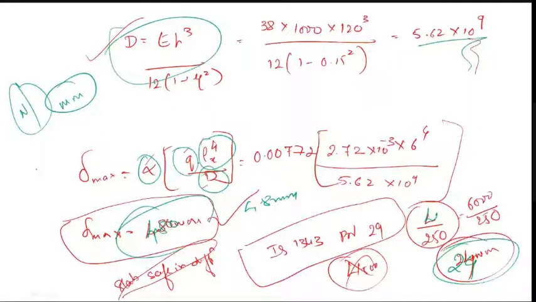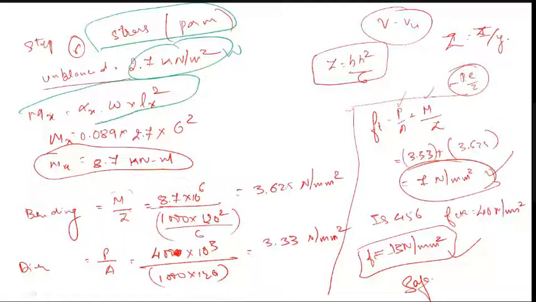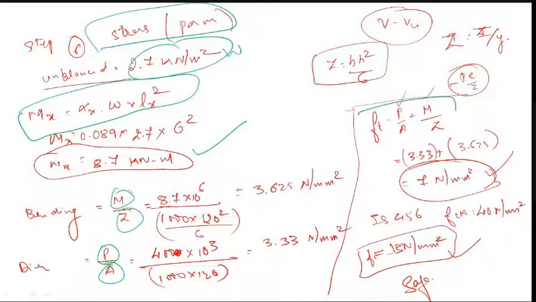Then the last step is stress calculation. We will always calculate for the unbalanced load. So this is our W. Substituting the same equation, Mx equals alpha x W into Lx square, you will get the moment due to unbalanced load. Go for the bending stress, that is M upon Z, and direct stress. Just add both and you will get the stresses at the top fiber. It is 7 Newton per mm square, and check it against the permissible for the grade of concrete.